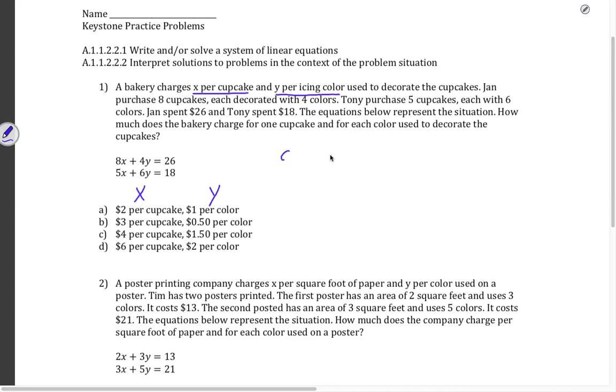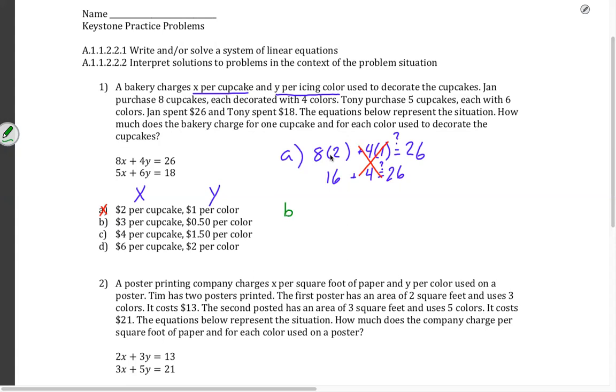So what I'm going to do is I'm basically going to say A is going to be 8 times 2 plus 4 times 1. And I'm asking, does that equal 26? Well, 8 times 2 is 16 plus 4. And notice this does not equal 26. So A is not my answer.